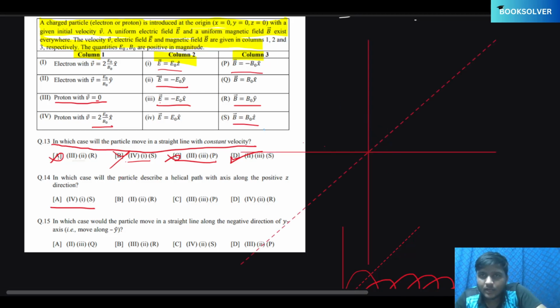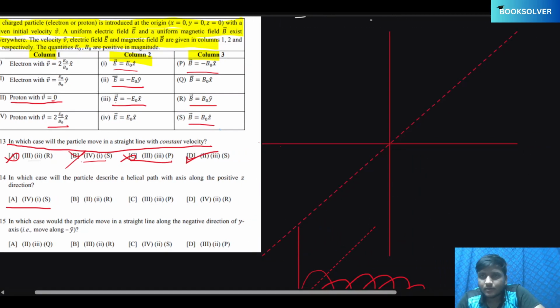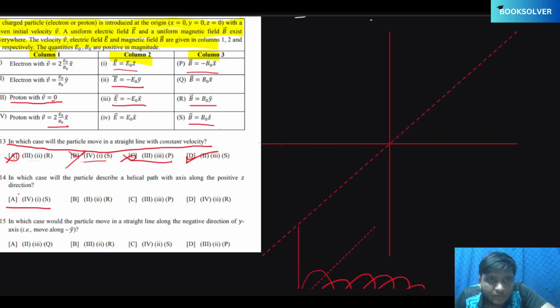Now let's suppose, for our option 1 it says 4, it means the proton has a velocity of 2 E naught by B naught in the x direction. So let's draw this. So here's the velocity here. And what is 1? It is E naught in the Z. So E naught is in this direction. So this particle which is present here needs to be coming here with the acceleration obviously. And due to this V, what will happen here?